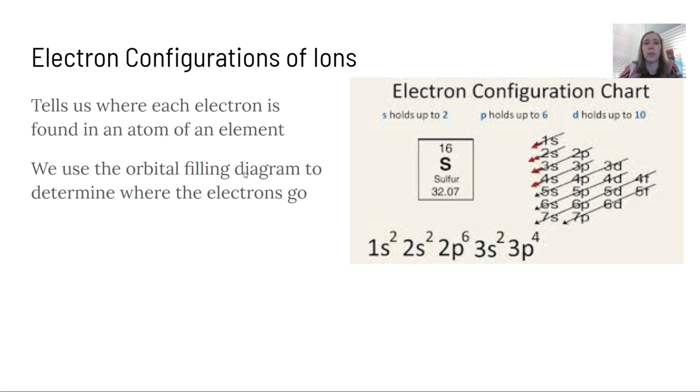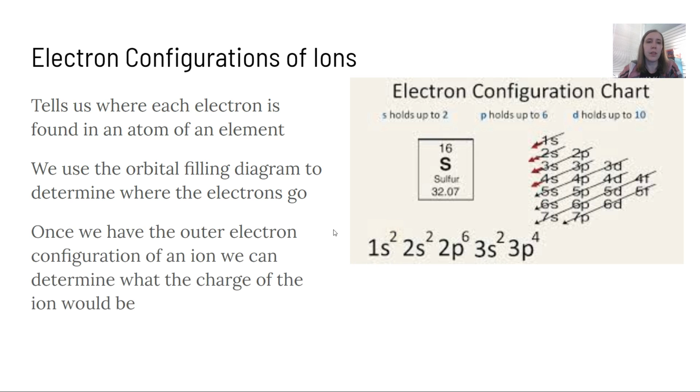We use the orbital filling diagram to determine where our electrons go. And then we use this orbital notation here with the number in front, the coefficient, the letter of the orbital, and then the exponent tells us how many electrons are there. Once we have the outer electron configuration of an ion, we can determine what the charge of the ion would be by thinking through how that specific element would fulfill the octet rule.